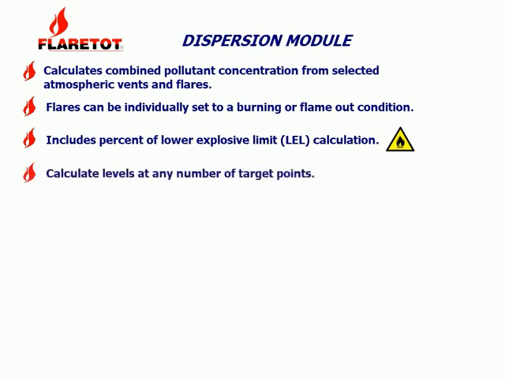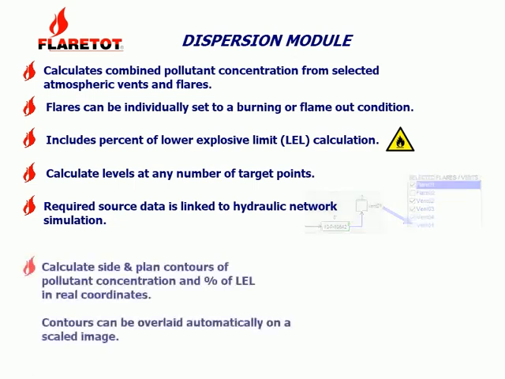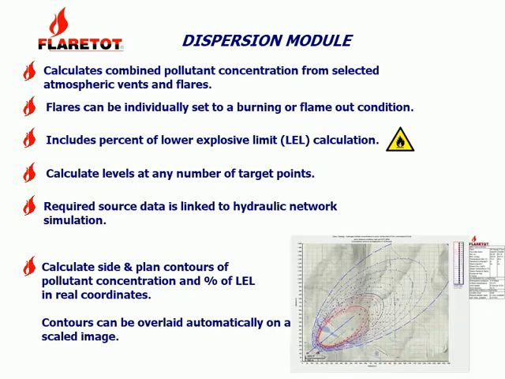Levels at any number of target points can be determined. Properties of each pollutant source are derived directly from the flare network simulation. You can generate side and plan view contour plots of pollutant concentration and percent of lower explosive limit. These contour plots are in actual coordinates. They can be superimposed on scaled drawings, like equipment layouts or terrain maps.